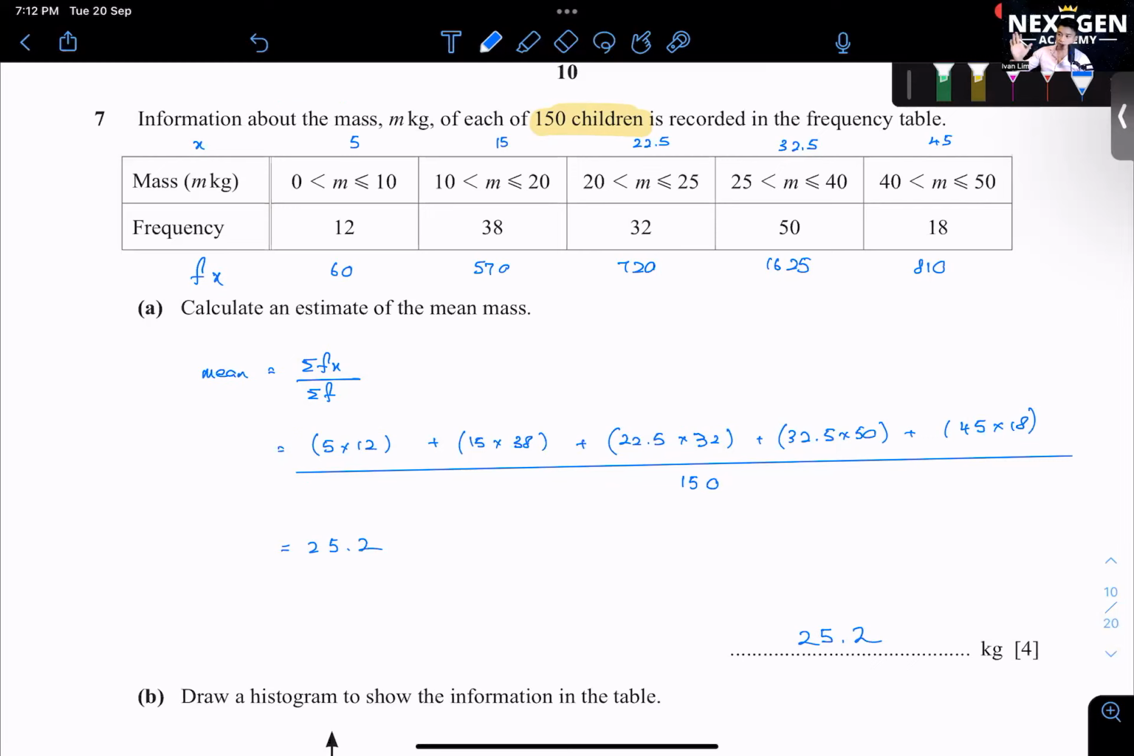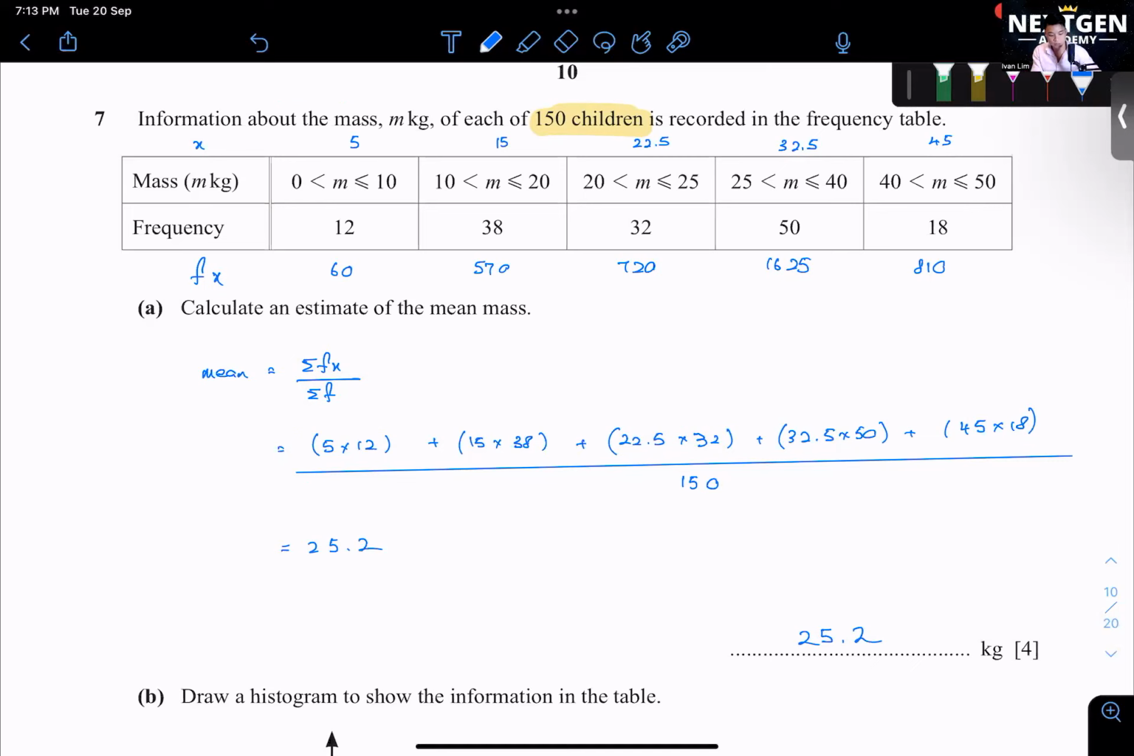Anyone did a silly mistake here? I know a couple of you. You all know how to do it. You wrote down the exact correct formula already, but then one of the values got wrong. You all know who you are. Just be careful, because I don't want you all to lose marks. You know the formula already, but then lose marks, very sayang like that. Any question on this part here?